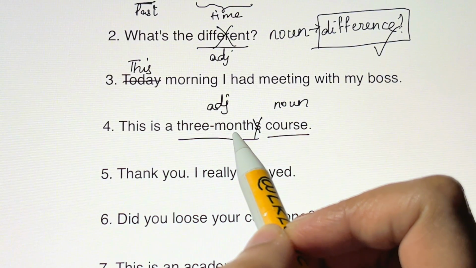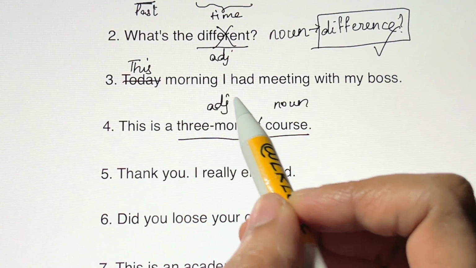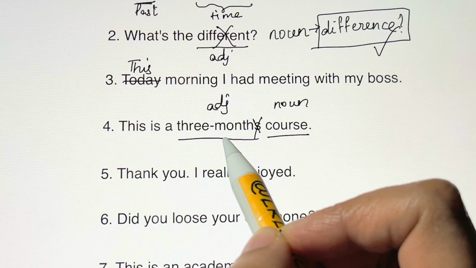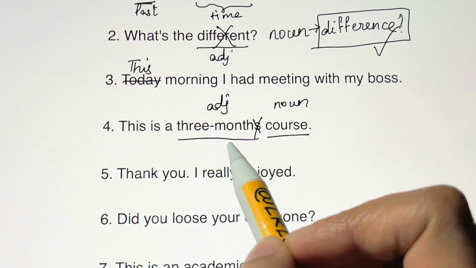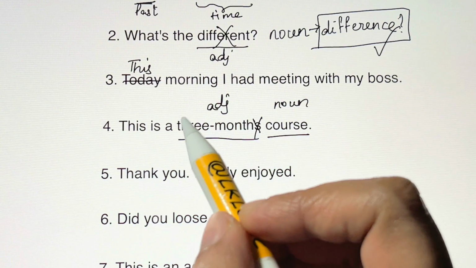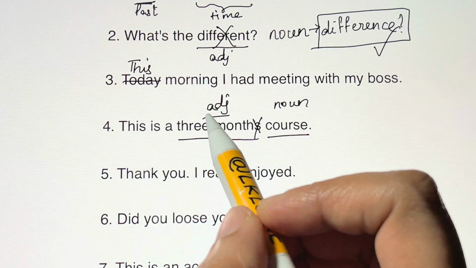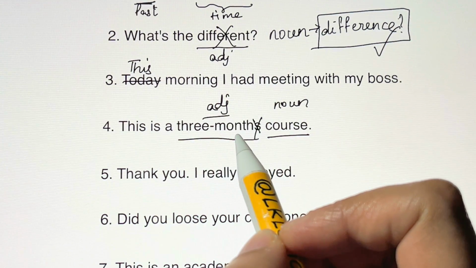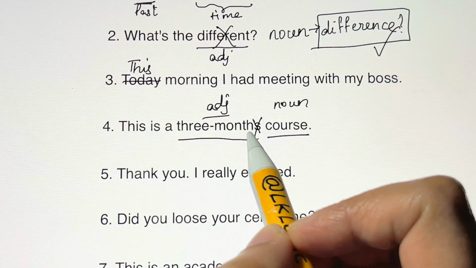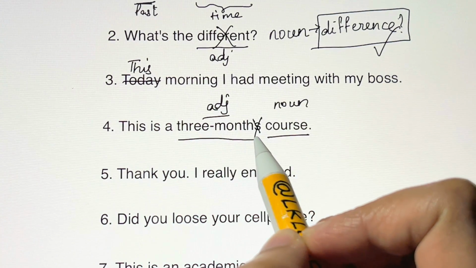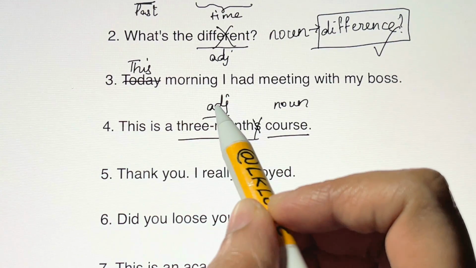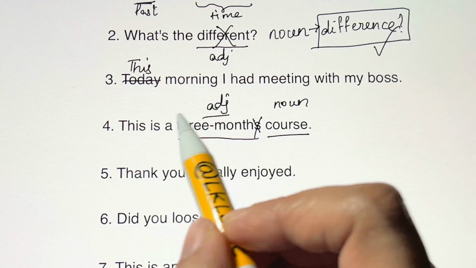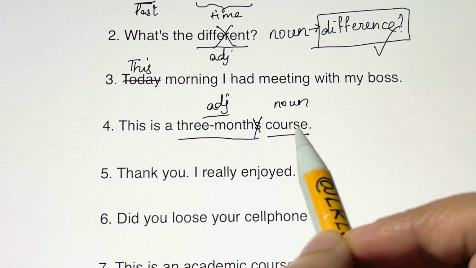3-month period is correct as you are speaking of a single period. One full period. Even though it's 3 months, it is considered as one full period. And adjectives do not take plurals in English. So we use 3-month. If you put S, it becomes a plural. So 3-month course. 3-month here is an adjective. So you have to remember that. This is a 3-month course.